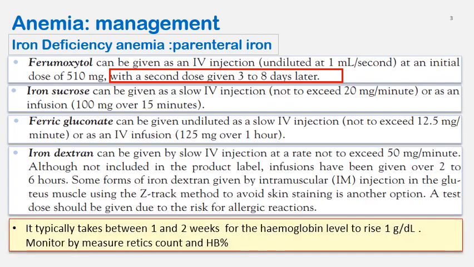Typically, as we said, for iron supplement, whether oral or parenteral, it takes 1 to 2 weeks for the hemoglobin level to rise about 1 gram per deciliter, and it should always be monitored, in all types of anemia, by use of the retic ratio and hemoglobin.